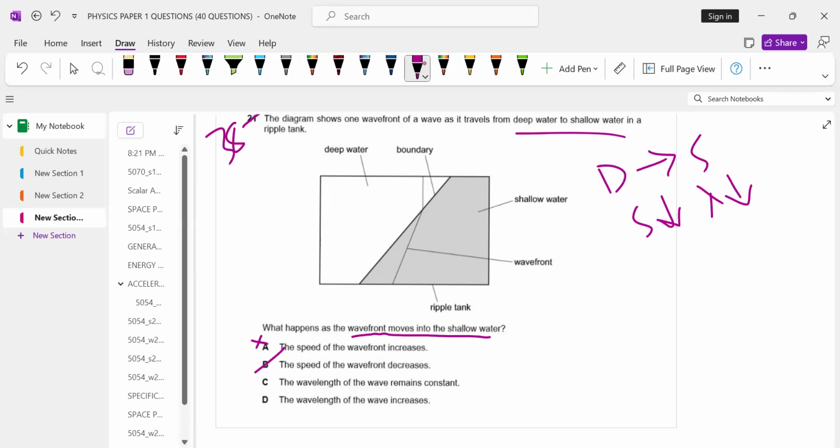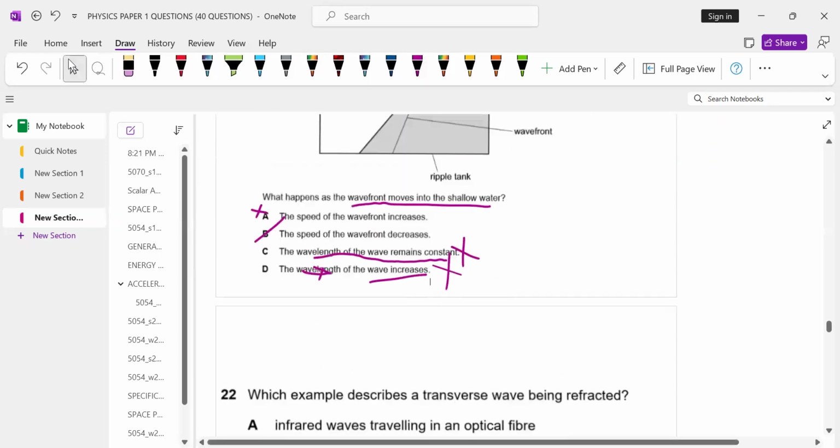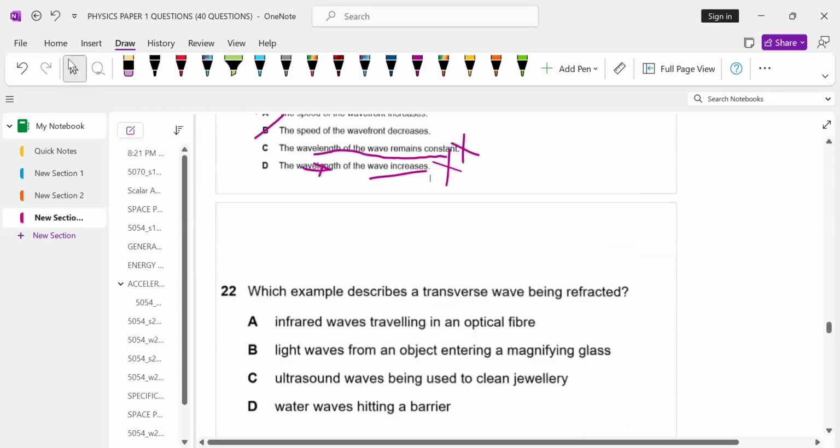But we can read the remaining two options. The wavelength of the wave remains constant? No, so that is incorrect. Then the frequency remains constant? No. And the wavelength increases? No. So options C and D are also incorrect. This was question number 38.